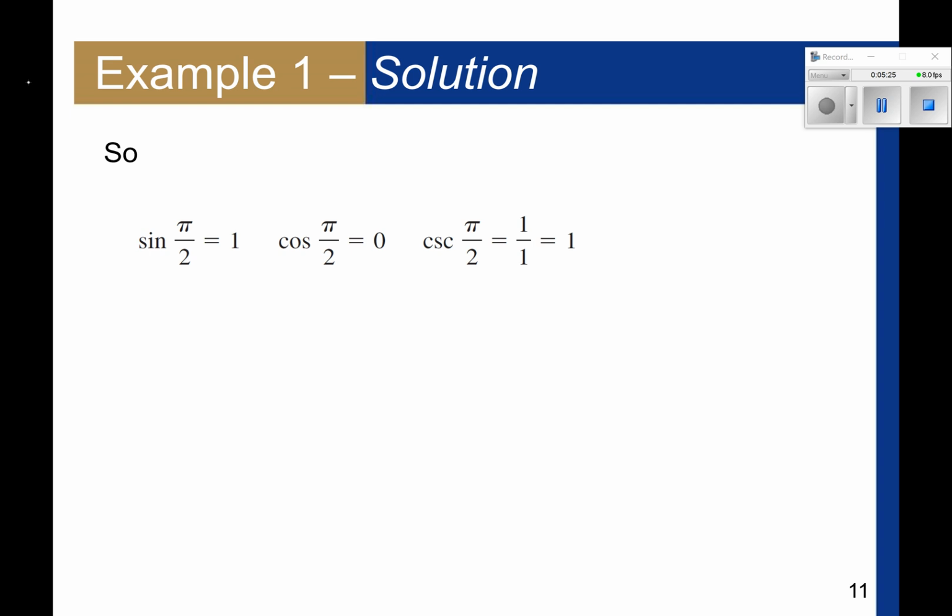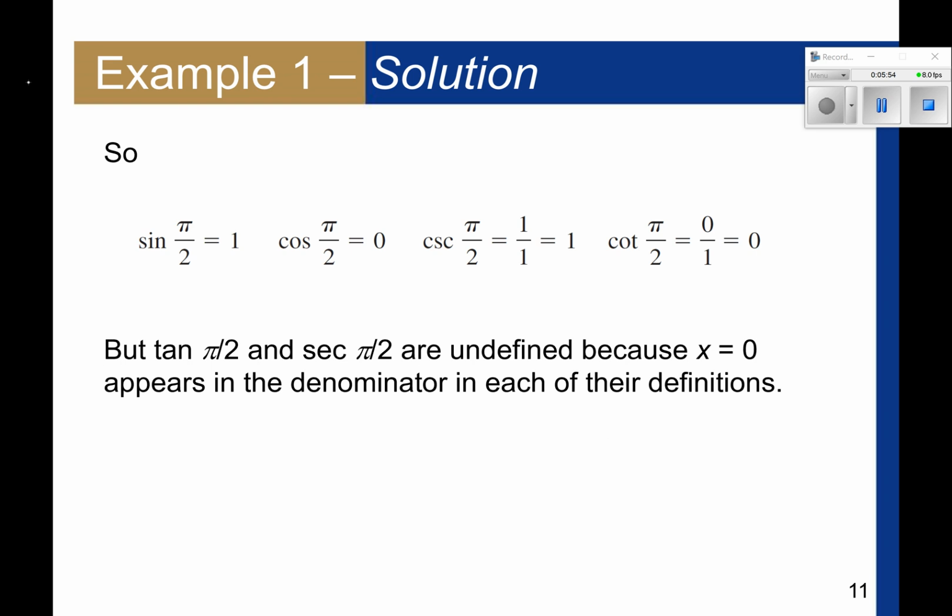Wait a minute, they kind of skipped something there, didn't they? Tangent is sine divided by, whoops, cosine. That would be 1 divided by 0. That is an undefined value. That's why they skipped it here initially. Cosecant is the reciprocal of sine, so that's 1. Yeah, I don't like the way they did this here.